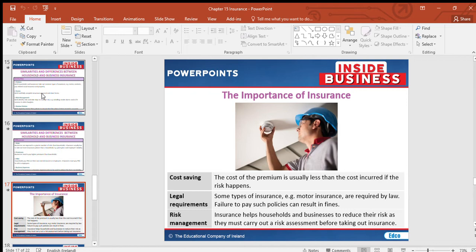Legal requirements are for motor insurance. You're not allowed to drive without motor insurance. Sorry, there's only 3 headings here. The third one is risk management.